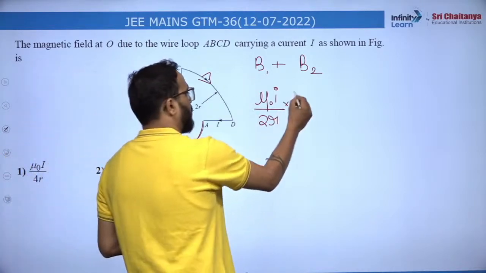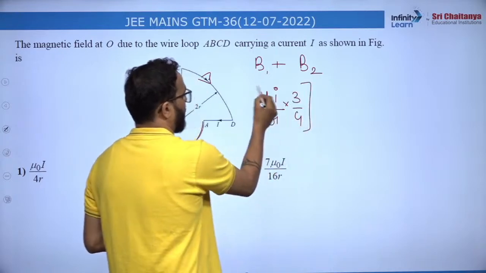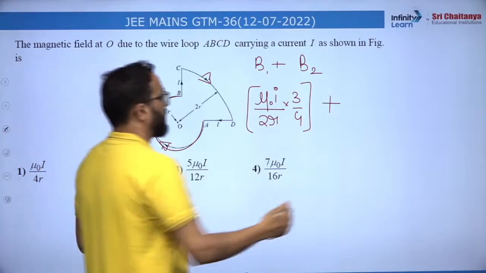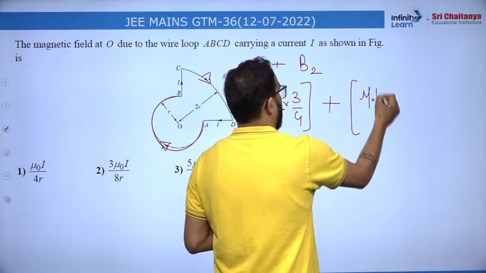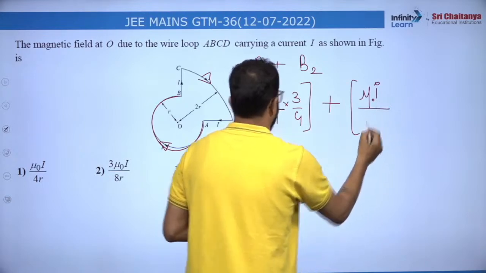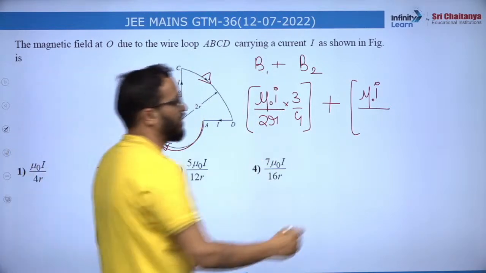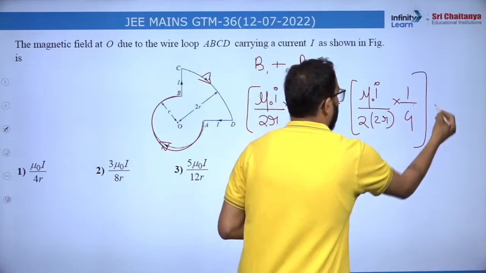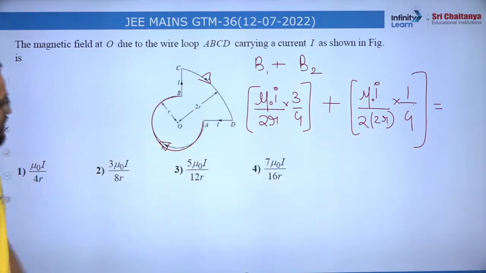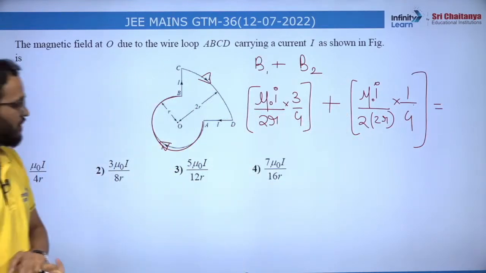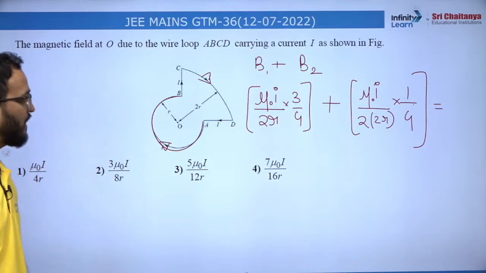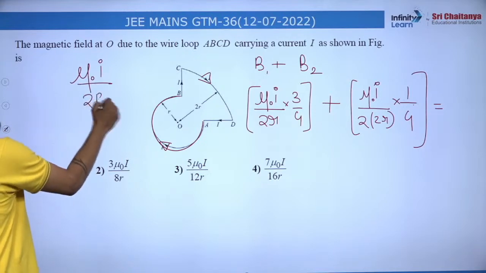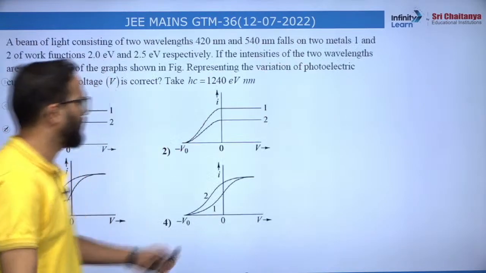So since it is 3/4 only, it is multiplied by 3/4, plus what is B2? You will say B2 will be mu naught I upon 2 times, the radius is 2r, right? So 2 times 2r into 1/4 only. Now from this you can get your answer. Did you understand? Solve this, you will get your answer. Is it okay? So what is the general formula? Mu naught I by 2r. Got it? Now let's move on to the next part.